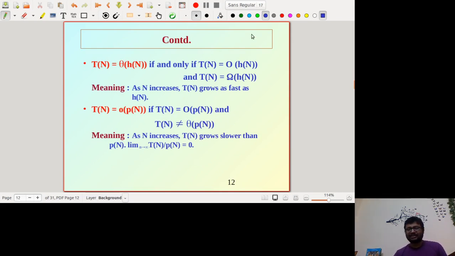Here is a nice way to visualize this. Limit as n tends to infinity, Tn by Pn is equal to 0. So Tn grows strictly slower than Pn. So the ratio Tn by Pn becomes smaller and smaller as n increases, and it can be made arbitrarily small by choosing large enough n, and it becomes 0 in the limit.